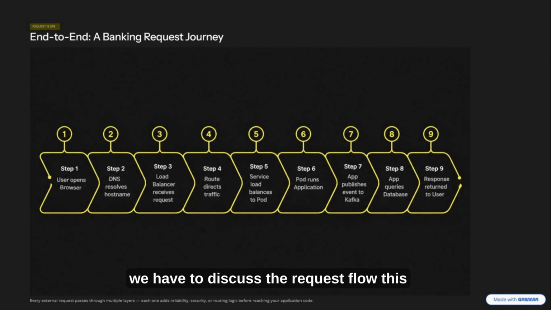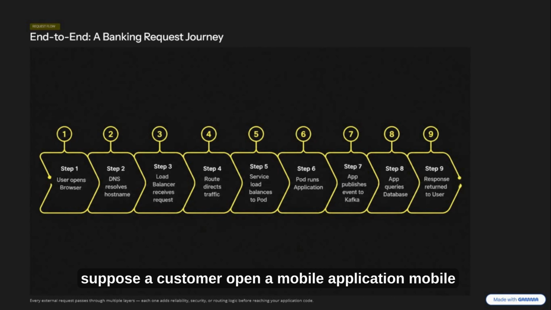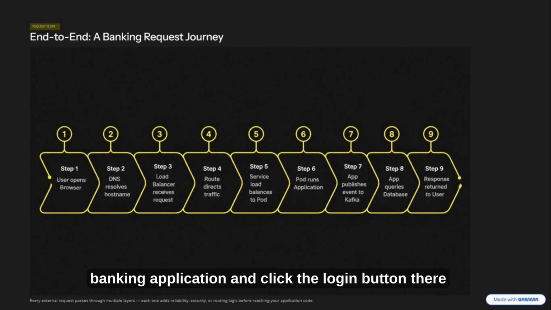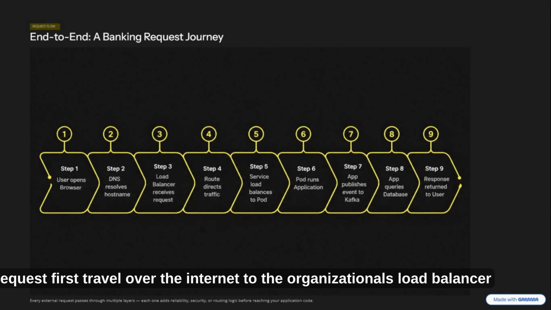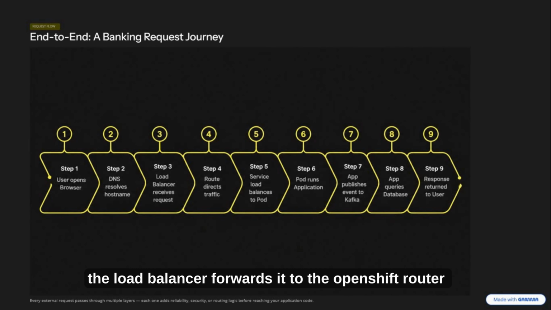Now we have to discuss the request flow. This is the most important slide of today's lesson. Let's understand it using a banking application. Let's suppose a customer opens a mobile banking application and clicks the login button. The request first travels over the internet to the organization's load balancer. The load balancer forwards it to the OpenShift router.